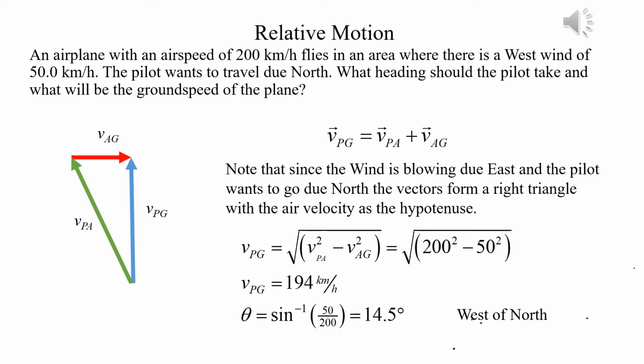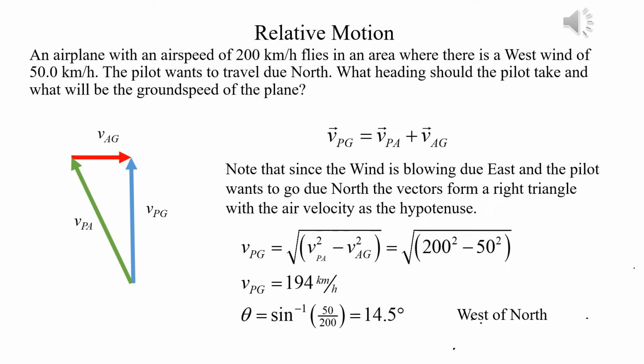So the velocity of the plane with respect to the ground then is one of the legs of the right triangle. So that's going to be equal to the square root of the velocity of the plane with respect to the air squared minus the velocity of the air with respect to the ground squared. So we plug in the numbers and we get that the ground speed is 194 kilometers per hour.